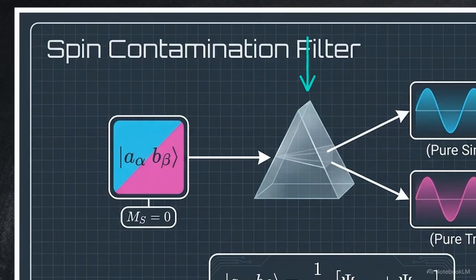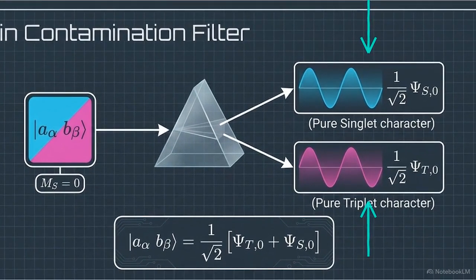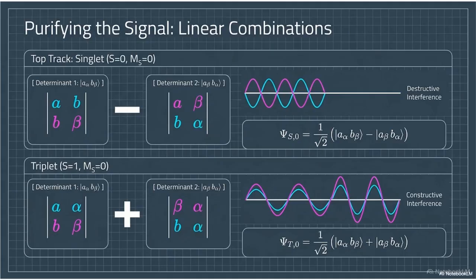The CSF operates like a mathematical prism, physically splitting the mixed determinant into its constituent pure spin states. Looking at the top track, subtracting two mixed determinants forces destructive interference, cleanly stripping out unwanted triplet character. To isolate the pure triplet state, the formula relies on addition. Adding the exact same determinants forces constructive interference, amplifying the triplet character entirely.